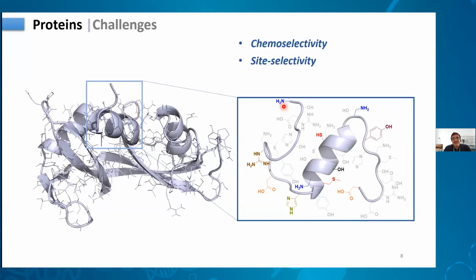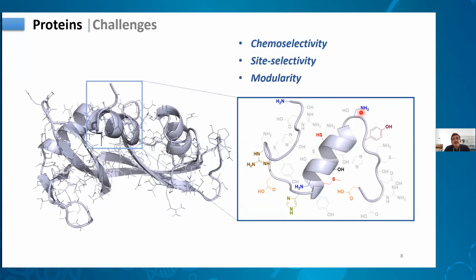Now, for precise single site modification, we would need an electrophile to exhibit both chemoselectivity and site selectivity. Now, let's say this is the most reactive and solvent accessible amine, and it undergoes preferential modification with an electrophile. But what if we want to attach a probe at a different amine, let's say this one or this one? Is it even possible to have such control over selectivity? Now, this is what I'm going to refer to as modularity in the latter part of my talk.